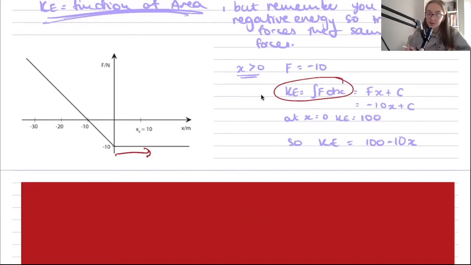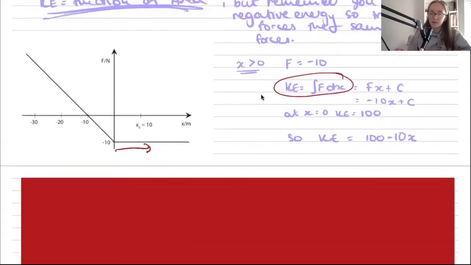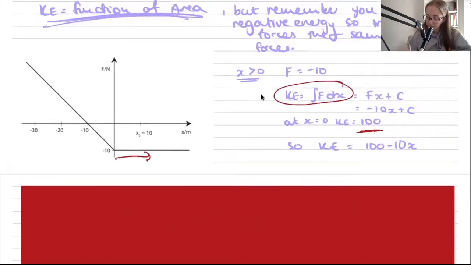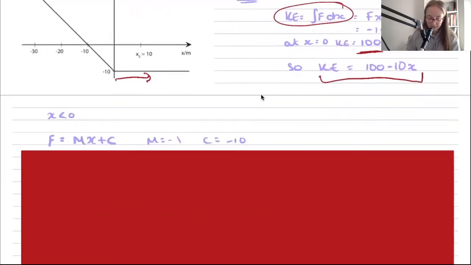And don't forget that when you integrate, you have to add your constant on the end if you don't have bounds. And this constant just describes our initial value, essentially, for kinetic energy. So at x is 0, we worked out from the previous question that our kinetic energy was 100 joules. So if we can say at x is 0, so minus 10 times 0 plus c is 100. And then that gives us a value for our c, and our c is just plus 100. So our kinetic energy when x is greater than 0 is 100 minus 10x.